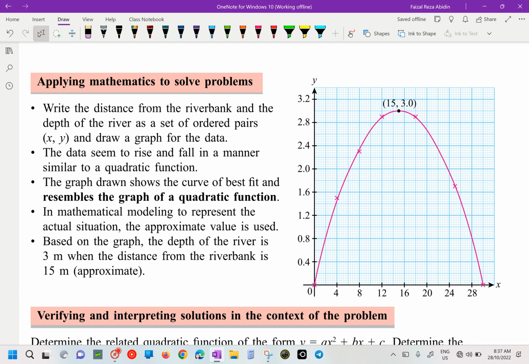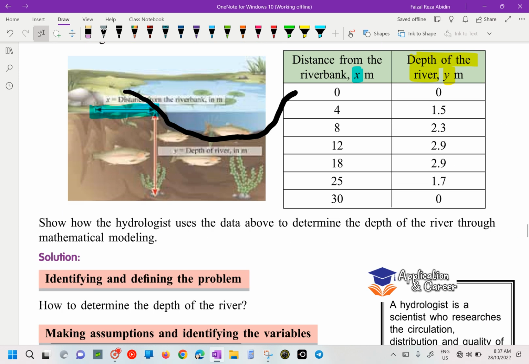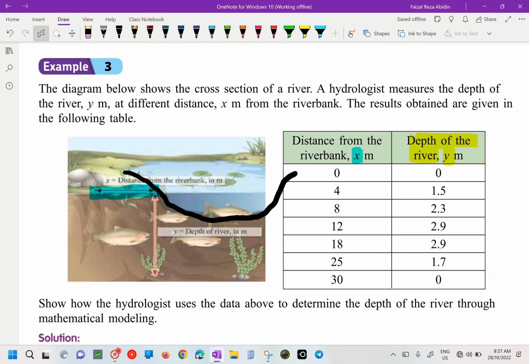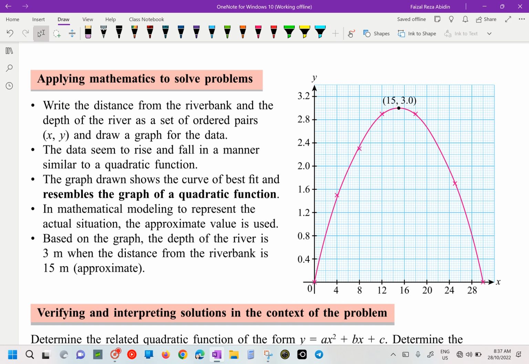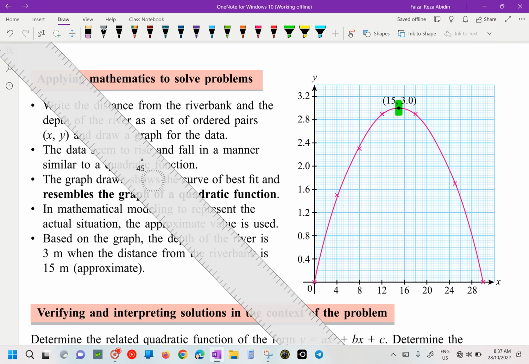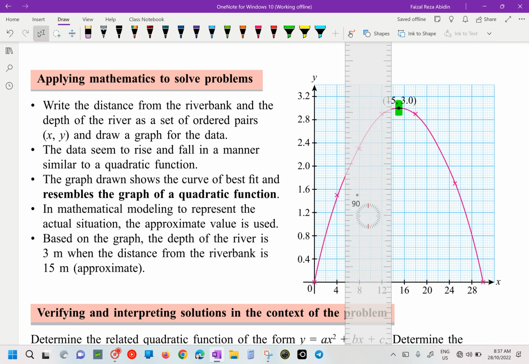Okay, based on the graph, the depth of the river is 3 meter. How did we know? If you look here, you can already see it. The deepest is 2.9. It means it goes here, 2.9. So the depth over here is going to be here, at 15. Yes, correct. Over here, the middle.